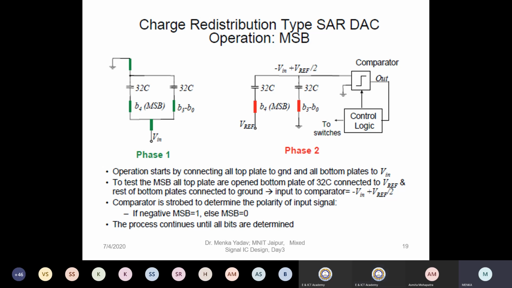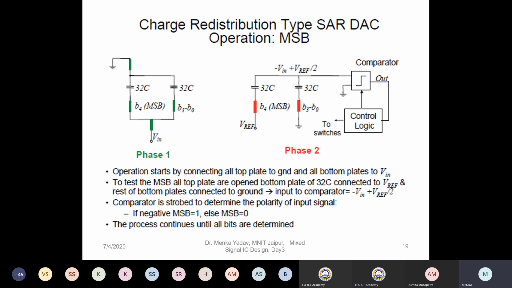So in this fashion, just have a look at phase 2 on slide number 19. The comparator input becomes minus V in plus V reference by 2, and this was at the negative edge of the op-amp. In fact, you can say that your output will be V in minus V reference by 2. If this is greater than 0, the output becomes 1, or if it is less than 0, the output becomes 0, which corresponds to the C bit in your algorithm, correct?